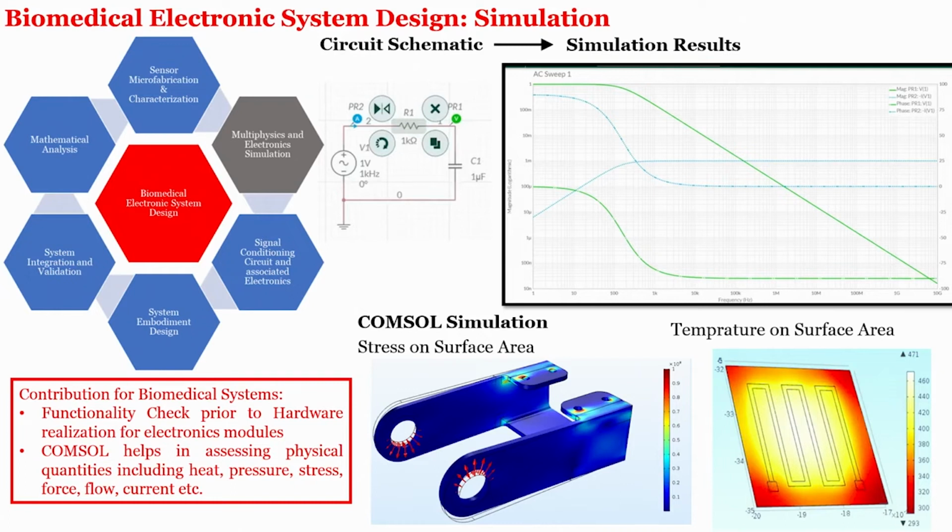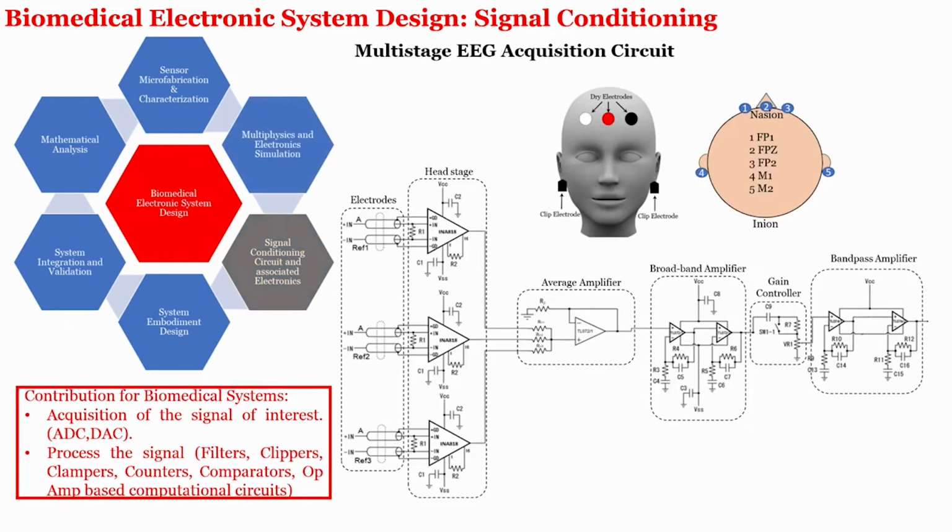if you know the simulation result, then you can adjust your parameters accordingly. So, the functionalization check prior to hardware realization of the electronic module is what the COMSOL simulation will help with. Of course, there are other software also, but we have shown you one example of using COMSOL Multiphysics. Also, it helps in assessing physical quantities including heat, pressure, stress, force, flow and current.